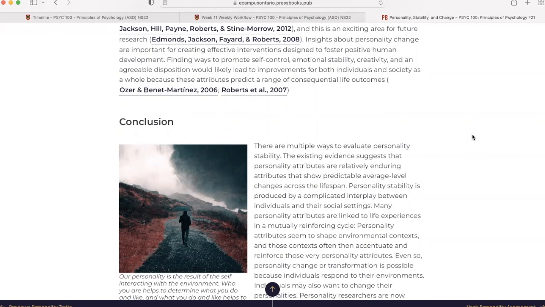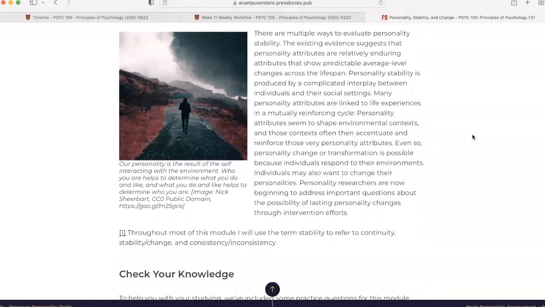In conclusion, there are multiple ways to evaluate personality stability. The existing evidence suggests that personality attributes are relatively enduring attributes that show predictable average-level changes across the lifespan. Personality stability is produced by a complicated interplay between individuals and their social settings. Many personality attributes are linked to life experiences in a mutually reinforcing cycle. Personality attributes seem to shape environmental contexts, and those contexts often then accentuate and reinforce those very personality attributes.